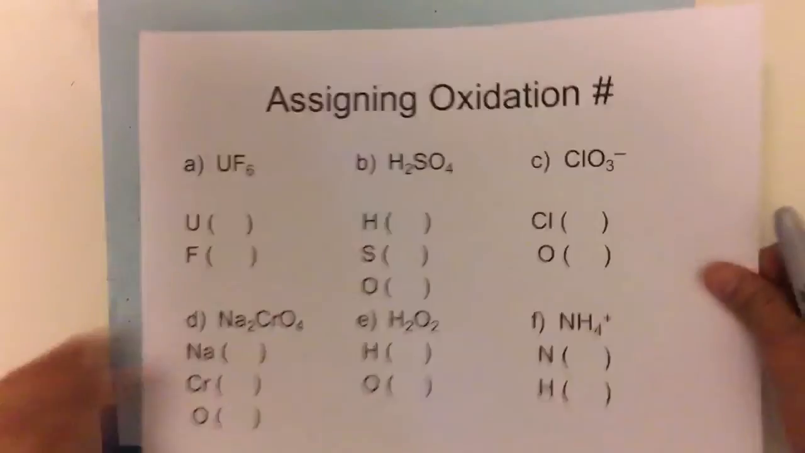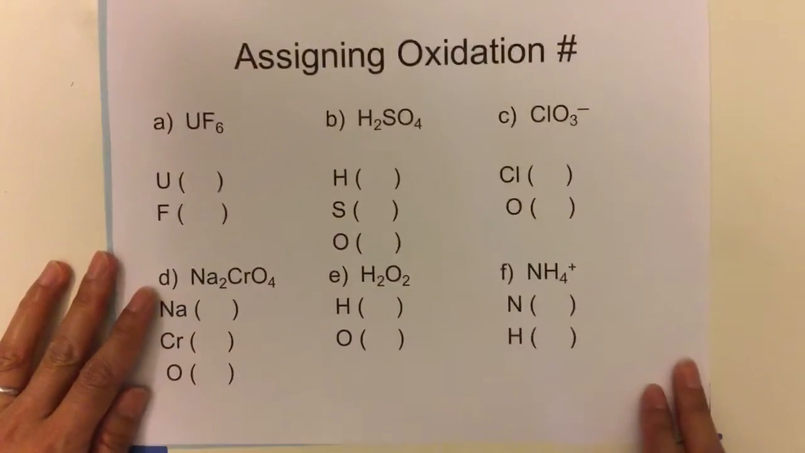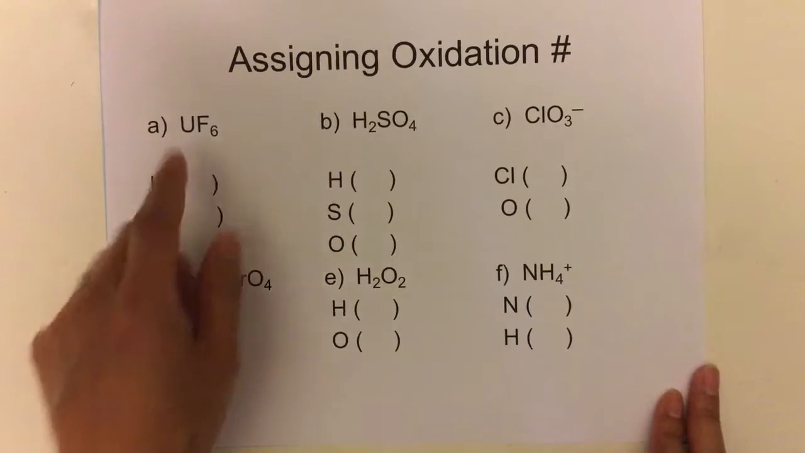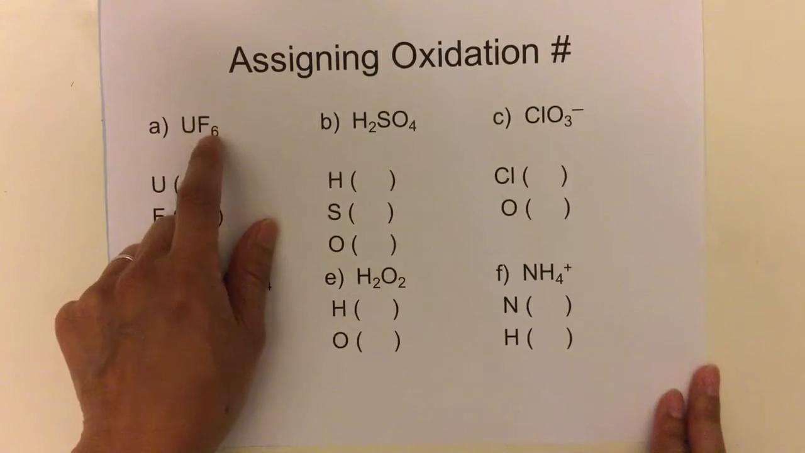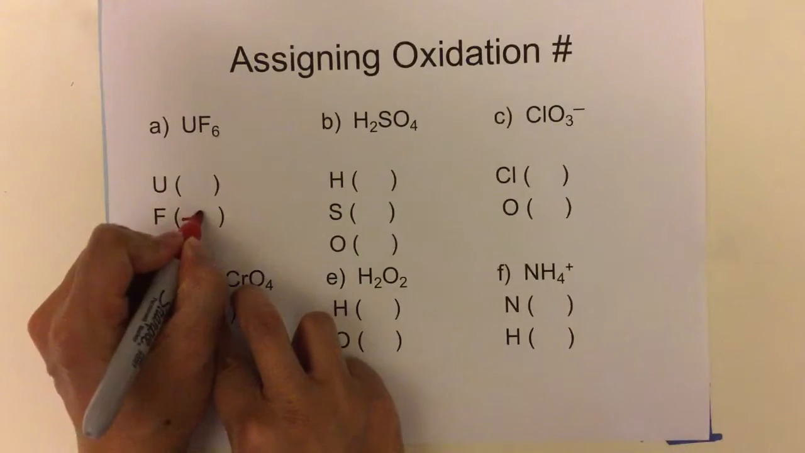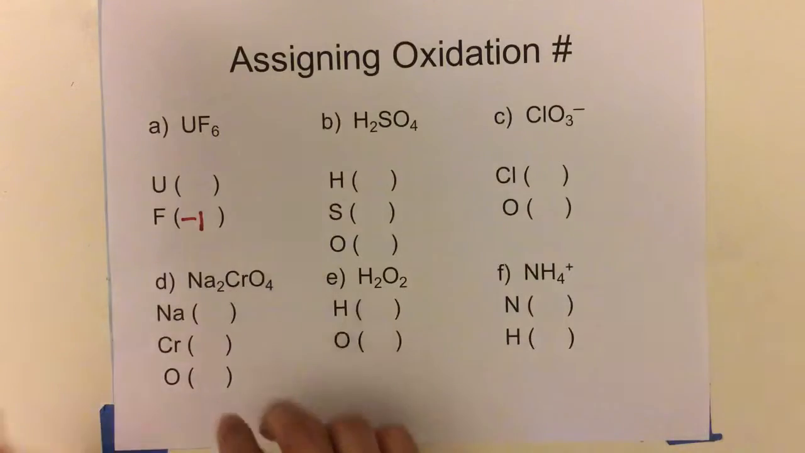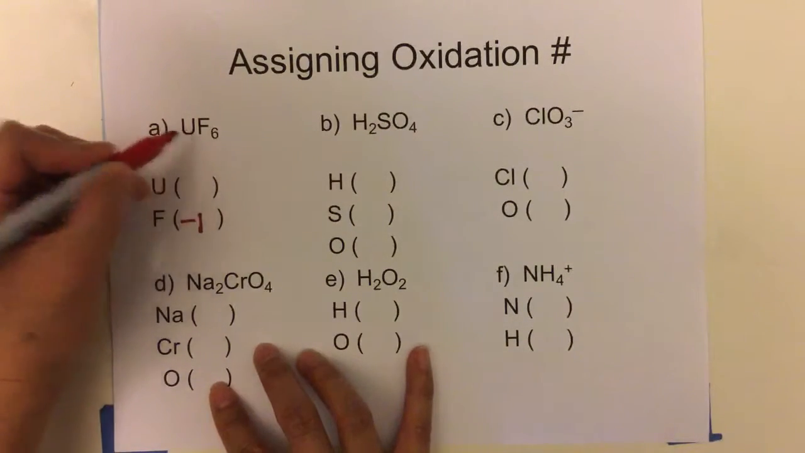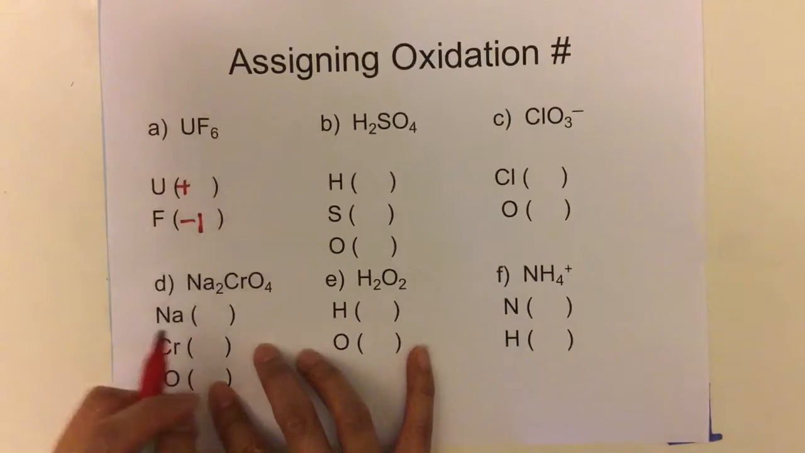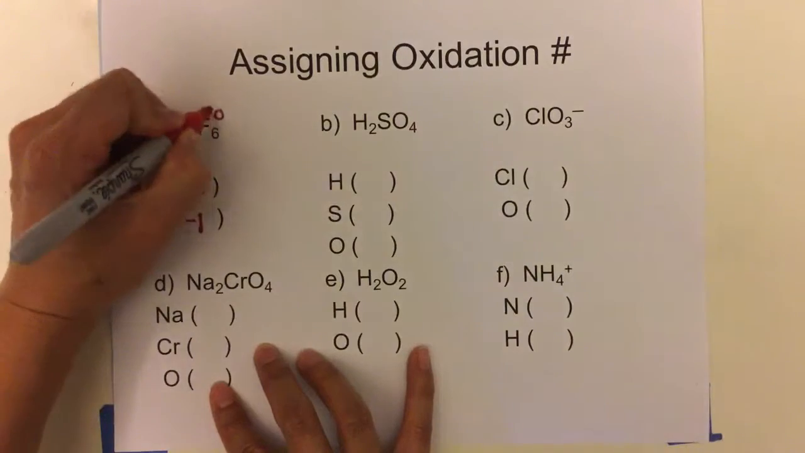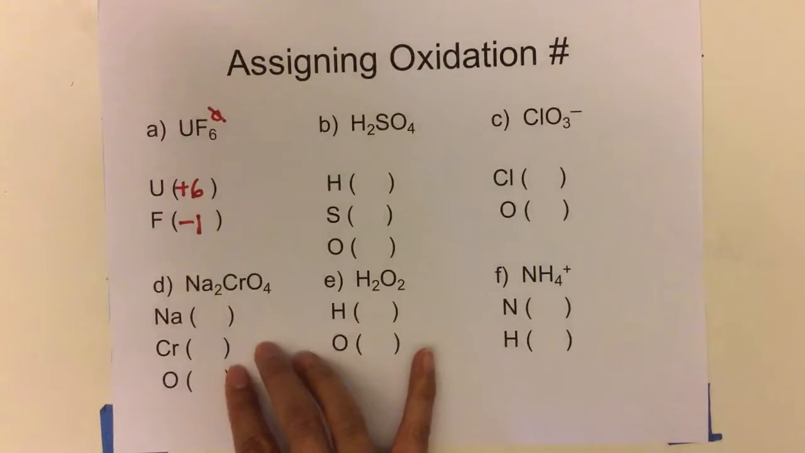Okay, let's do some example problems with assigning oxidation numbers. So again, I follow that same guideline. I go with my anion first, F. F usually has a -1 oxidation number, so I put a -1 as my oxidation number. Now, in light of that, there's 6 of them, so what must U be? It must be positive and +6 in order to neutralize and have an overall charge of 0.